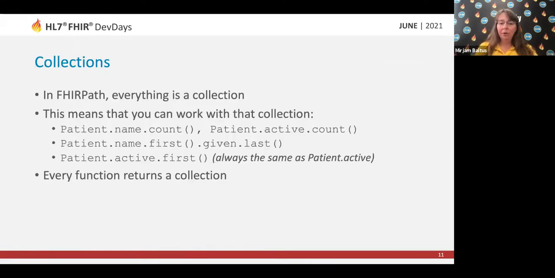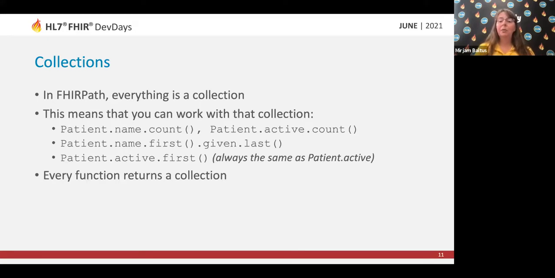Now, I've mentioned those collections in FHIRPath. Everything results in a collection. It can also be an empty collection, by the way, if you have no results on your FHIRPath expression. But then if you have that collection, you can do things. For example, you see here that we can do a count. So we could do a patient.name.count, and then that will give us the amount of names in the patient here.